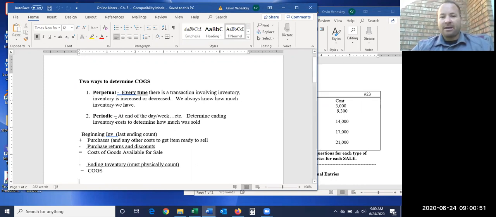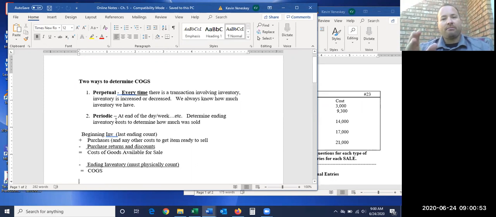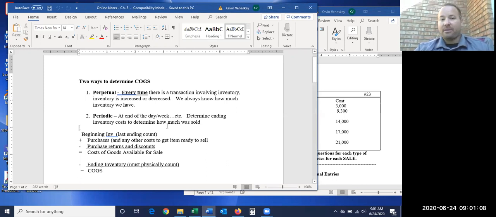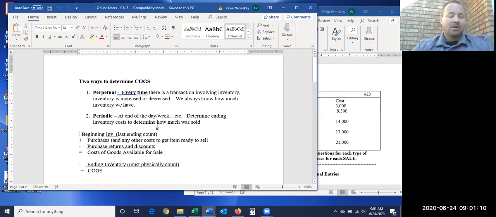Whereas with the periodic, you're going to update it periodically. You're going to update it at the end of every day, perhaps every other day or every week. You want to keep it updated at least that often, so you know when you have to reorder, how much, and how much stuff you still have left.